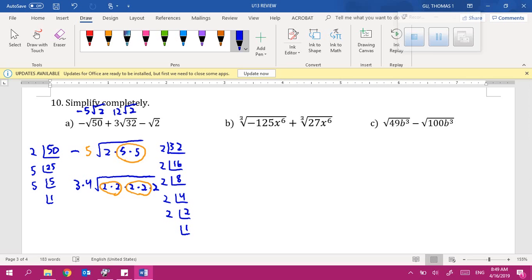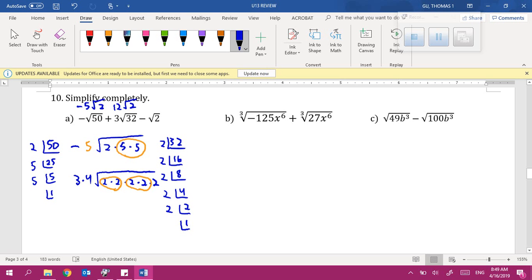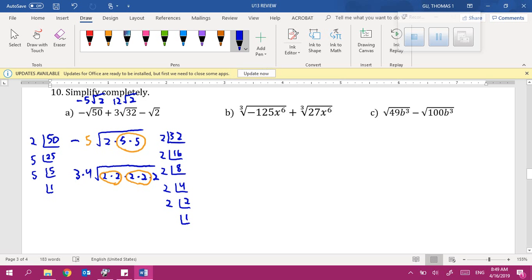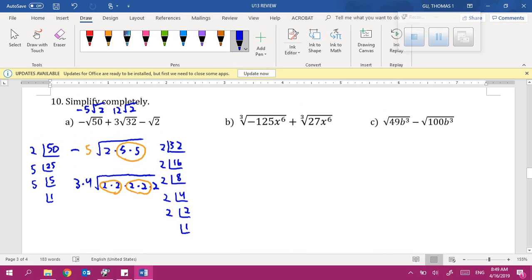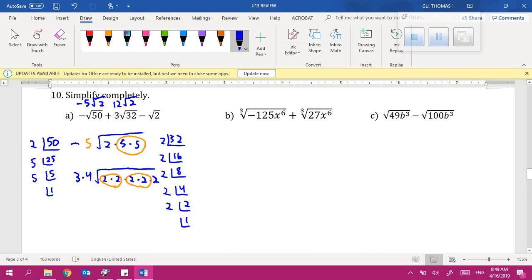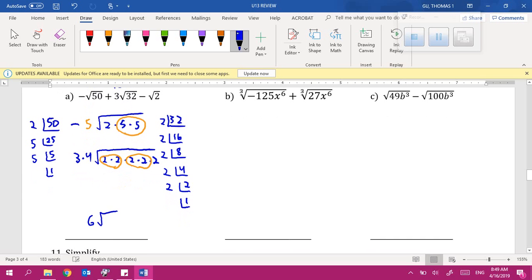All right, so now all the radicands are the same, right? So we can just add and subtract. So we've got negative 5 square roots of 2 plus 12 square roots of 2 minus square root of 2. So what would the answer there be? 6 square roots of 2. That is correct. Because negative 5 plus 12 is 7, minus 1 is 6. So 6 square roots of 2.